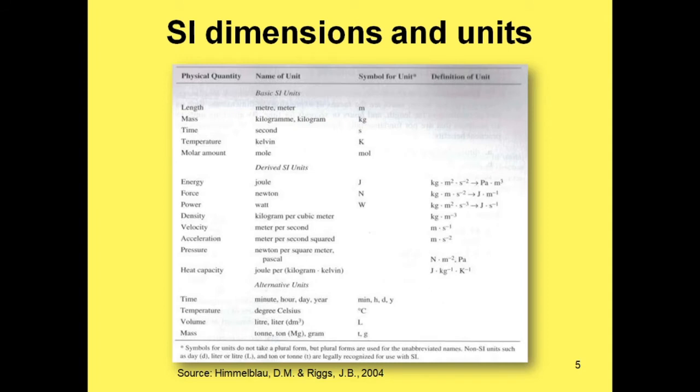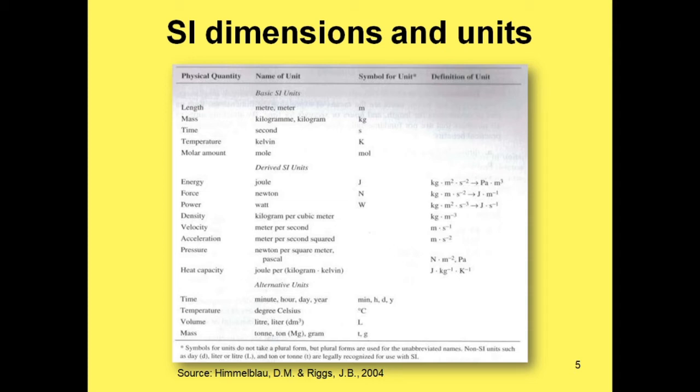SI dimensions and units. SI is nothing but System International or International System. So basic SI units, what are the physical quantities? Length, mass, time, temperature, molar amount. Name of unit: length, meter; mass, kilogram; time, second; temperature, Kelvin; molar amount, mole. Symbols: length, m; mass, kg; time, s; temperature, capital K, Kelvin; molar amount, mol.